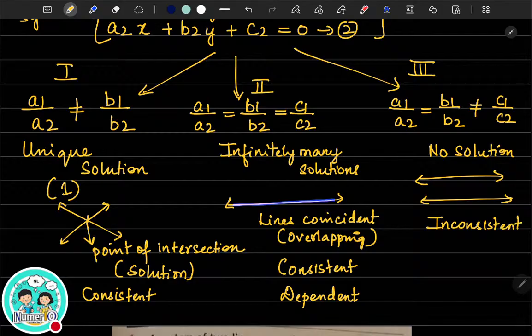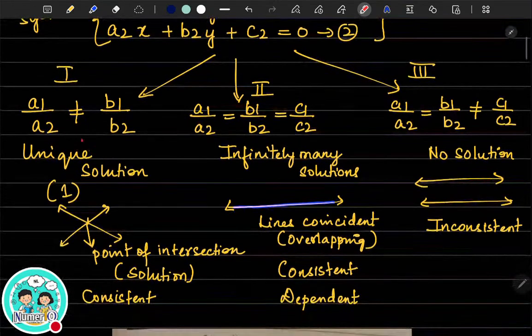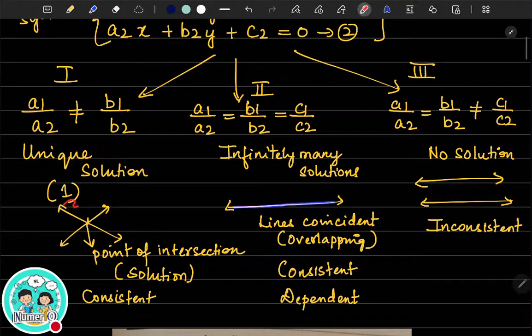So these are the 3 scenarios that you should remember. When you are doing questions, this information will definitely help you. Repeating: if a1 by a2 is not equal to b1 by b2, if these ratios are not equal, immediately you should think that the pair of linear equations has a unique solution. The lines will be intersecting at a point. The coordinates of the point of intersection is the solution of the equation.